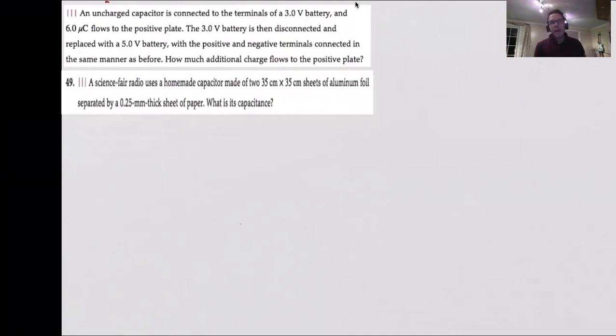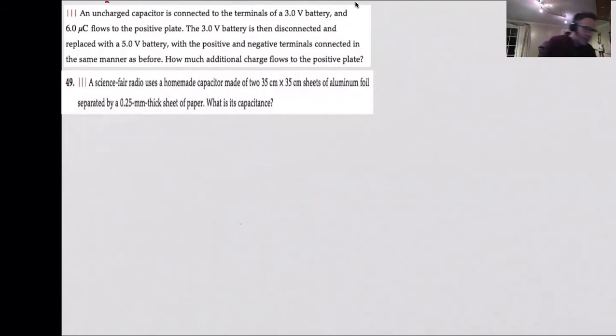Pause. You take that battery off, you replace it with a 5-volt battery with the positive and negative terminals connected in the same manner. How much more charge flows to the positive plate? You haven't changed the capacitor at all. So whatever the capacitor could do before, it can only do that much again. Its charge to voltage ratio could only be 2. 6 to 3 before now has to be X to 5. If that ratio has got to be 2, we already know the answer has to be 10 then, because that ratio of charge to voltage has to be preserved.